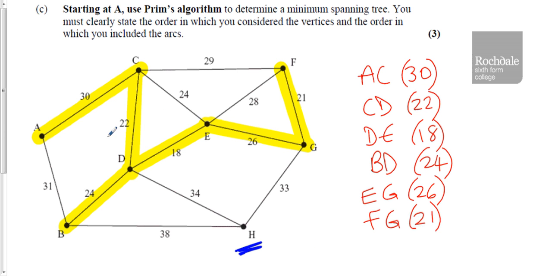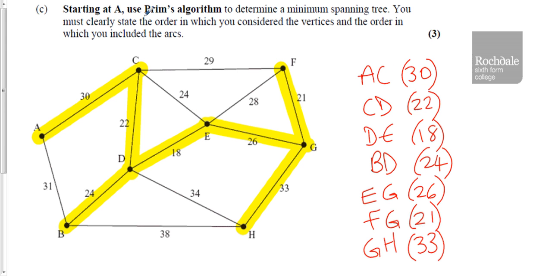So one final time, I'll just point out which edges are now not options. AB not an option, doesn't connect a new vertex. CE not an option. CF no longer an option, it doesn't connect a new vertex. Same for EF. My only options are BH, DH, or GH, because those connect H to the current tree. Out of those 3 options, clearly 33 is the smallest, so GH 33 is the final edge added to the tree. For part C, 3 marks, I've now got all 3 marks.